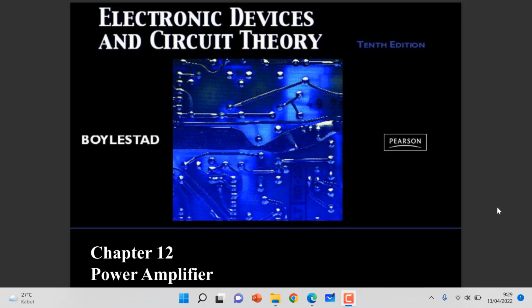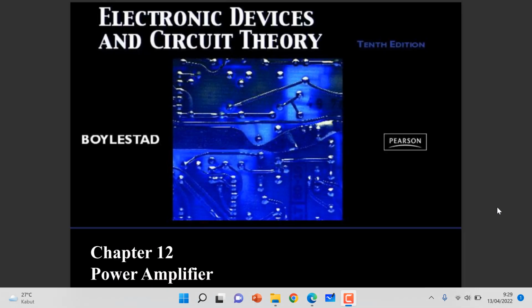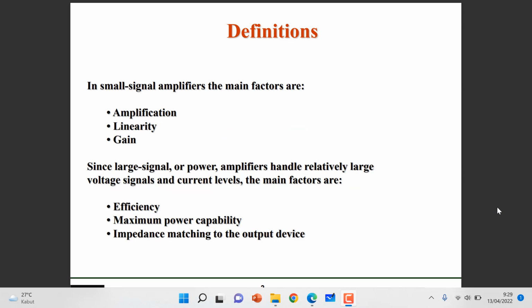Today we continue our Electronic Circuits 2, and we are in chapter 12. It's about the power amplifier. Okay, what is the definition of the power amplifier?